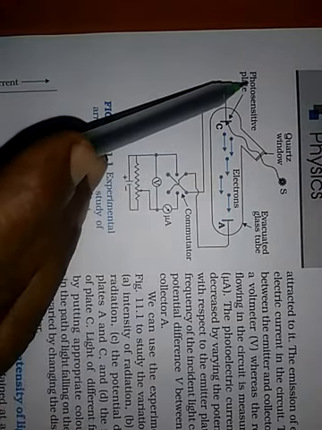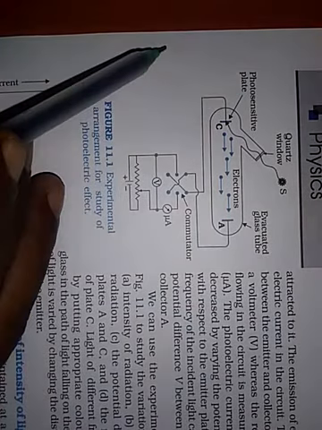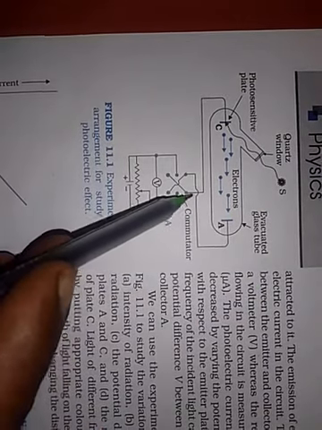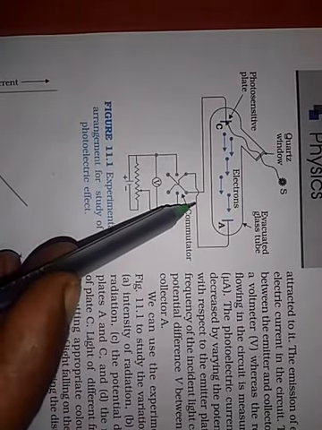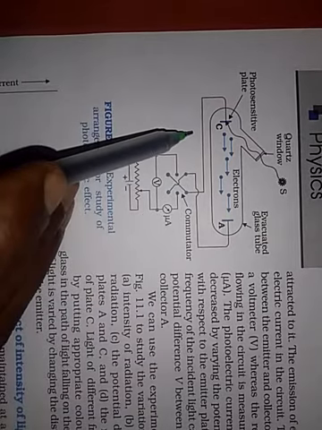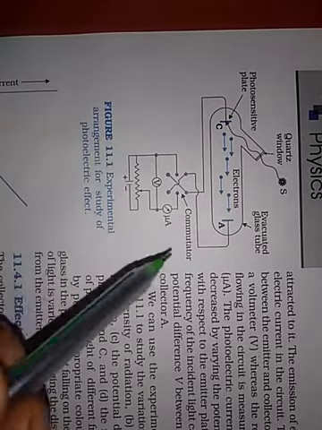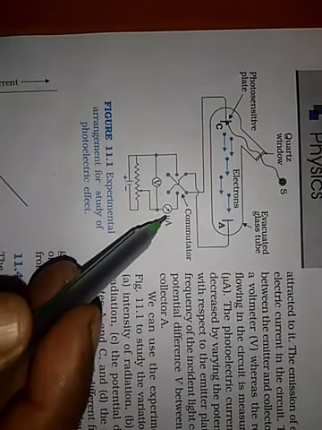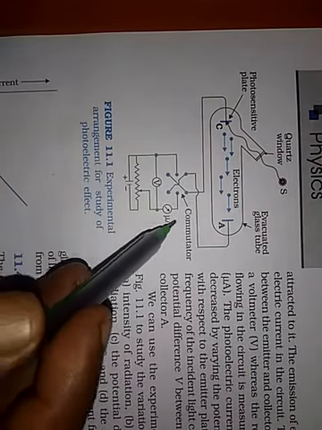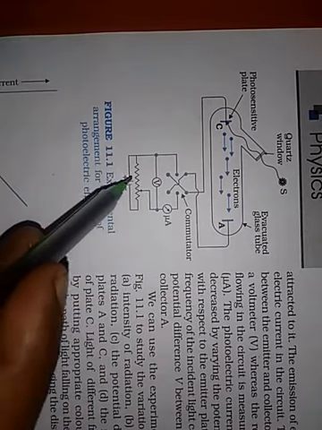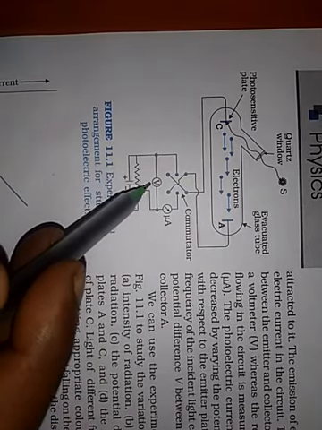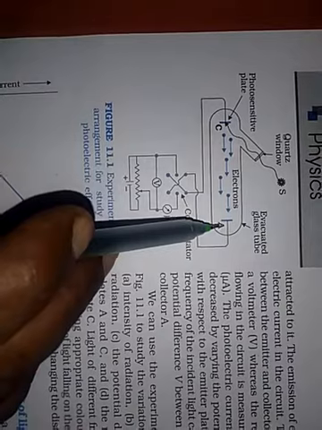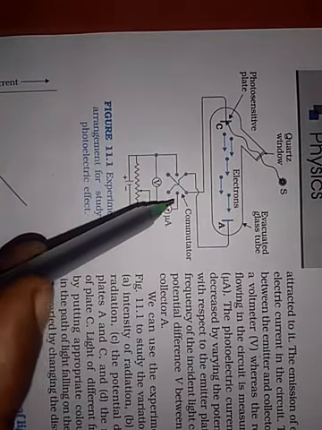The cathode is made up of a photosensitive plate, and the anode is connected to positive and the cathode is connected to the negative. To see the current, the photoelectrons, we use a microampere meter and a voltmeter to see the potential difference between anode and cathode.